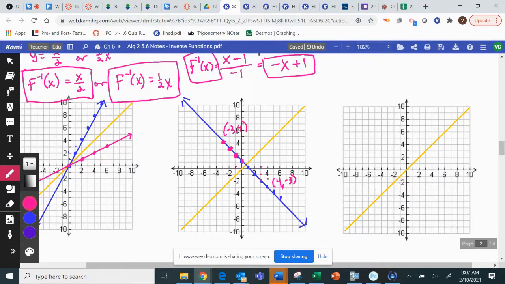Does anybody notice anything about this one yet? Ryan? They're exactly the same. And that's because that line has symmetry over the y equals x line already. So they are exactly the same equation because they already have symmetry in that y equals x line.